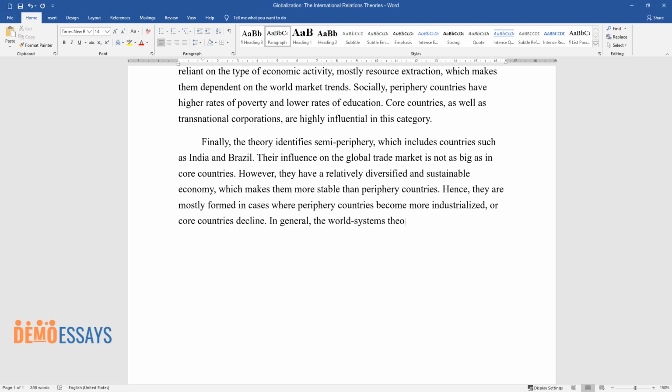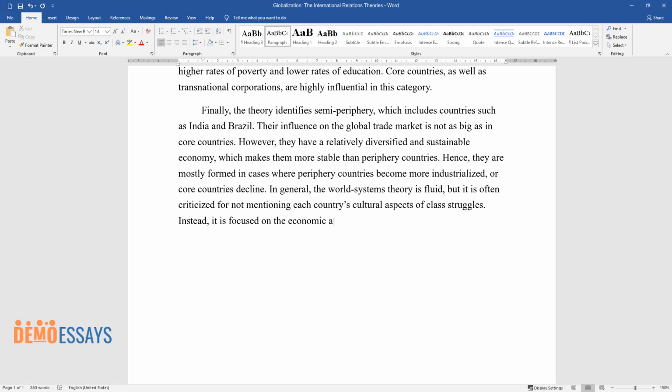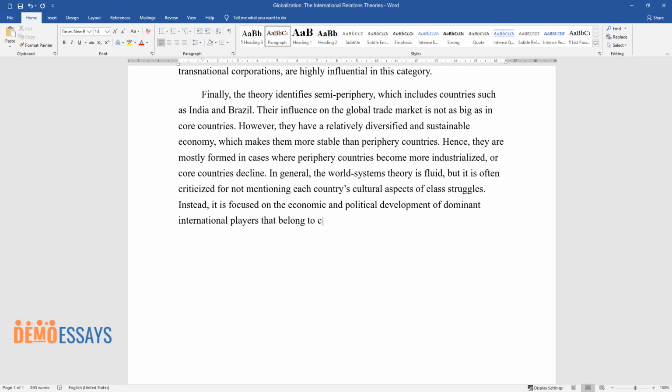In general, the world systems theory is fluid, but it is often criticized for not mentioning each country's cultural aspects of class struggles. Instead, it is focused on the economic and political development of dominant international players that belong to core countries.